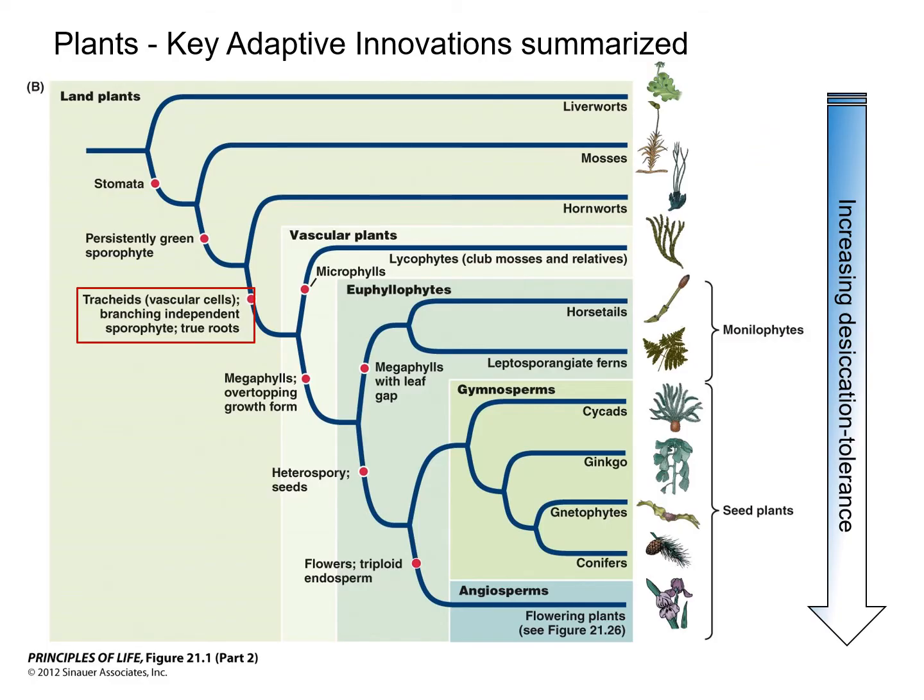So these key adaptive innovations are shown in this figure here. So for example, here are stomata. Before that would have been cuticles. And we have things like tracheids, vascular cells. These are the first cells that were important for being able to conduct water, which is really important because if a plant is growing in the air, it needs to get water through its roots from the soil. And so it needs a way to move the water around. We have megaphylls, we have heterospory, and we have flowers and a triploid endosperm to get to the angiosperms.